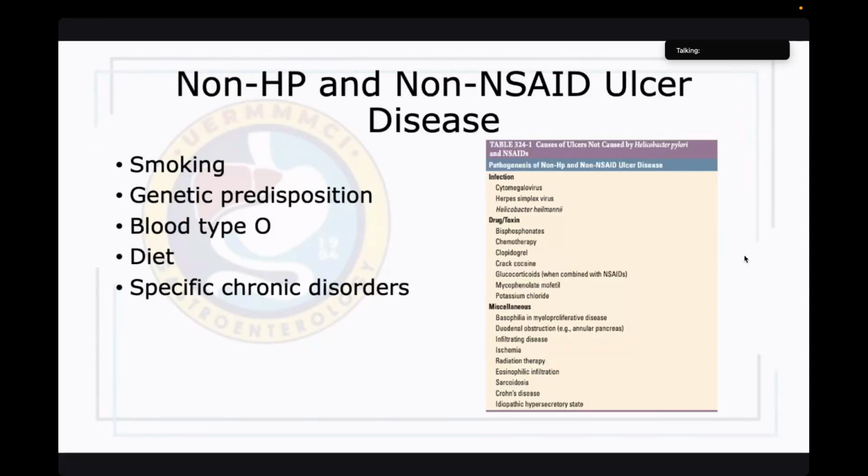And lastly, specific chronic disorders have also been shown to have strong association with peptic ulcer disease. So among them are COPD, chronic renal failure, cirrhosis, and others. Other less common causes of peptic ulcer disease are shown in this table. So some here are infections, some are medications, and some other conditions.